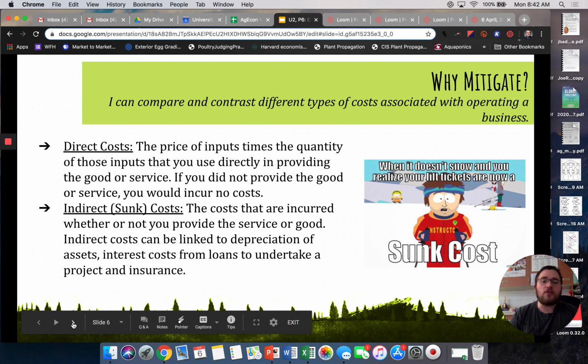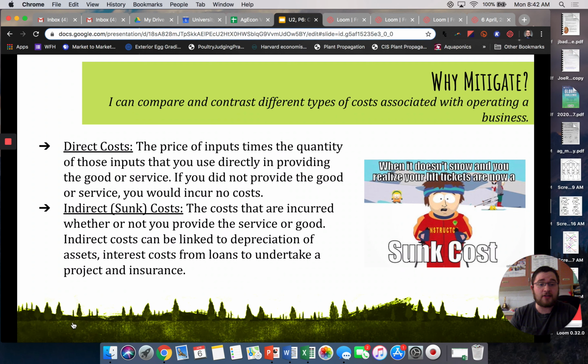So to look at the different types of costs, there are a lot of different costs involved in an agricultural business. Direct costs are the price of inputs times the quantity of those inputs that you use directly in providing a good or service. If you did not provide the good or service, you would incur no cost. So direct cost is the actual cost of providing that good or service, the raw cost.